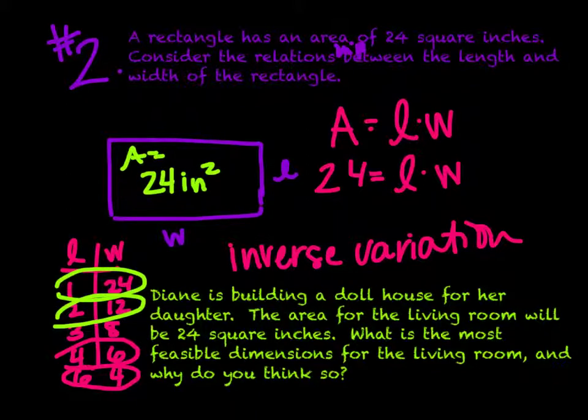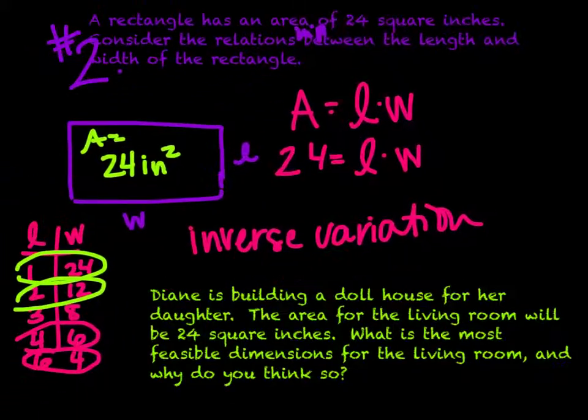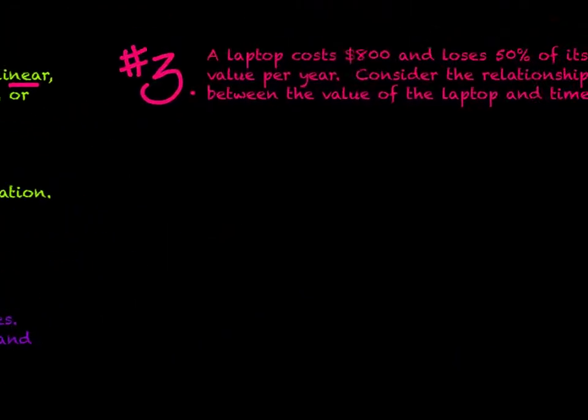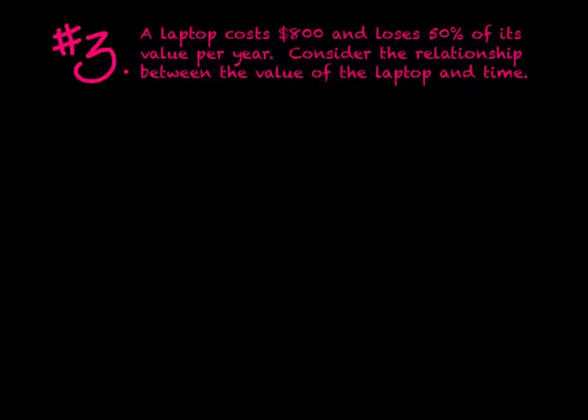So now let's move on to our very last equation. Oops, we got all sorts of craziness going on here. Let's move on to our last equation. And we have this. Number 3, a laptop costs $800 and loses 50% of its value per year. Consider the relationship between the value of the laptop and time. So let's think about this. This time we don't need to draw a picture because I don't think a picture of a laptop is really going to help us. However, maybe making a table could.